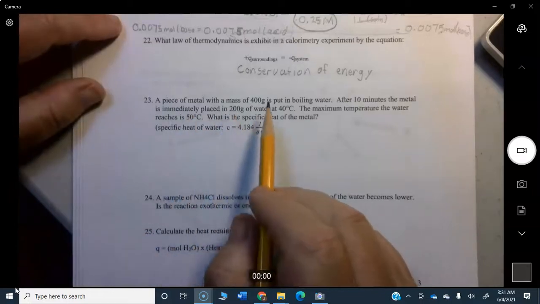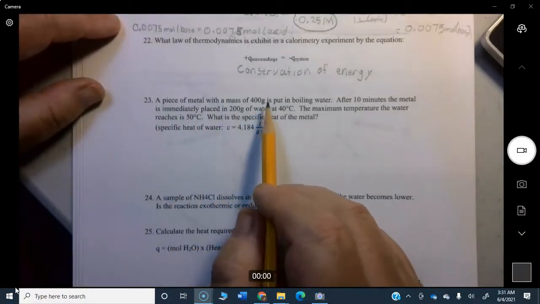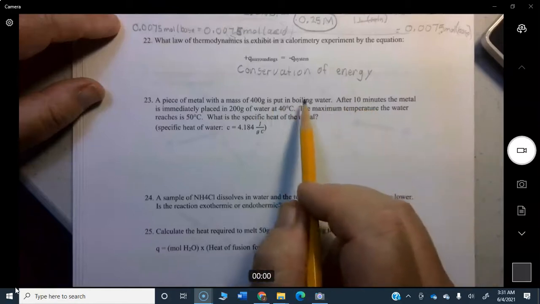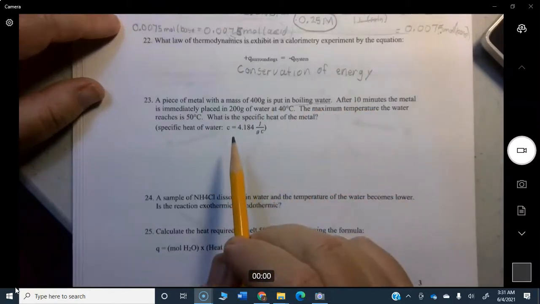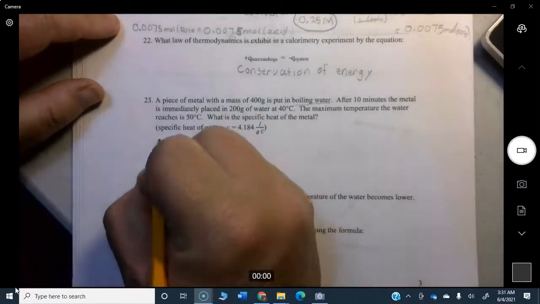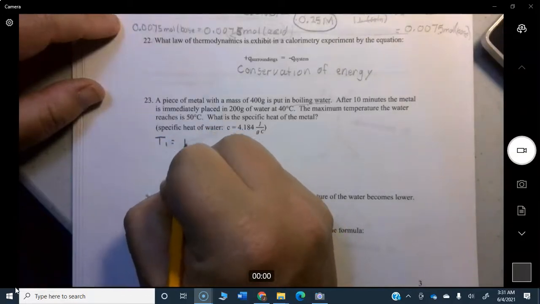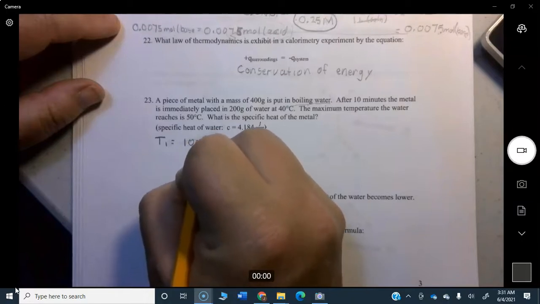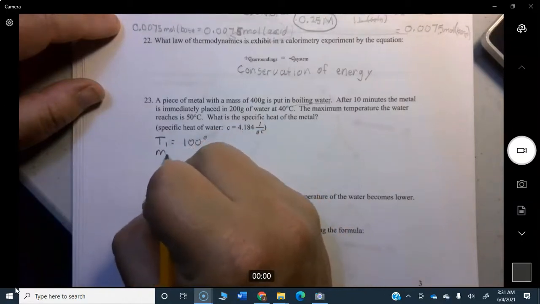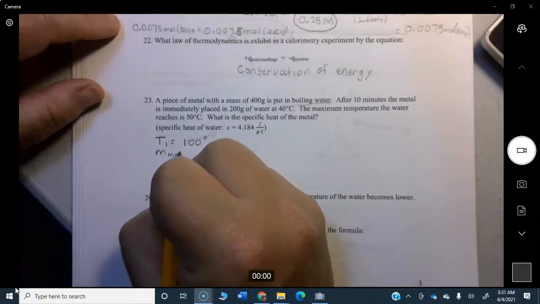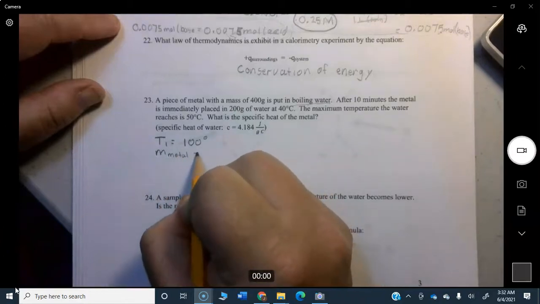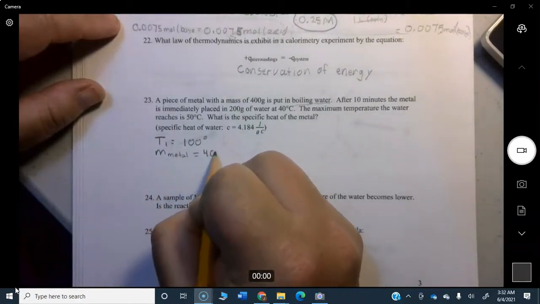All right, so kind of have to read in between the lines of this question. 400 grams after in boiling water. That means the water's 100 degrees. That means the metal is going to be 100 degrees. So you have an initial temperature, T1, which equals 100 degrees. You have the mass, and we'll write a subscript here, of the metal as opposed to mass of the water, and that's going to equal 400 grams.